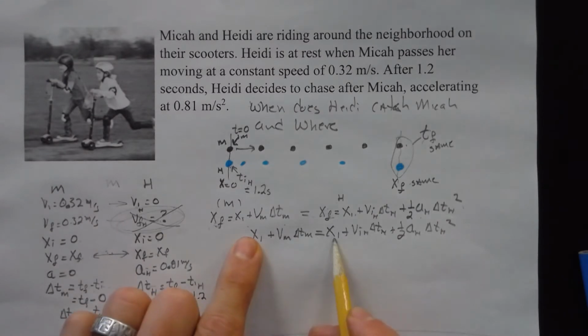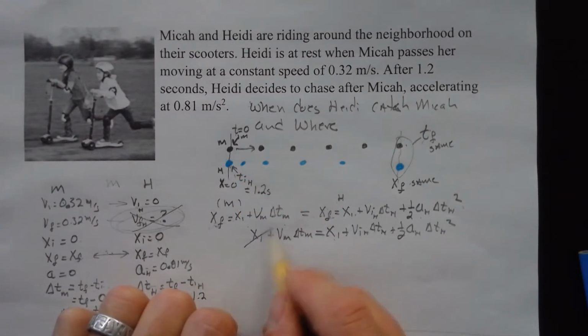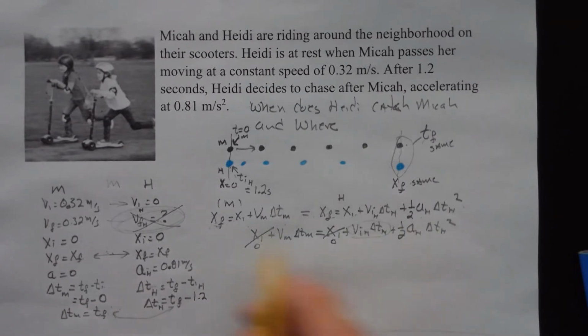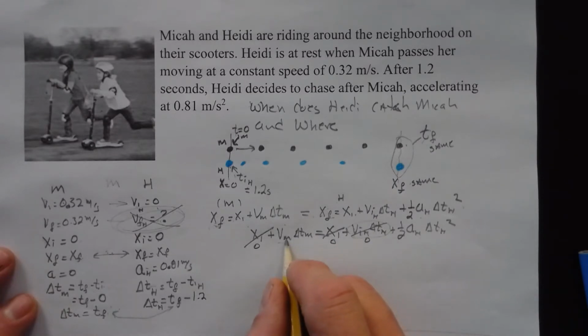So these x initials, I call that 0, so they can go away because they're both 0. This term here, velocity initial of Heidi, that is 0, so that term disappears because there's a 0 in there. And now I'm going to rewrite this, and I'm going to substitute in for the delta times in the same place. And I'm going to start putting numbers in.